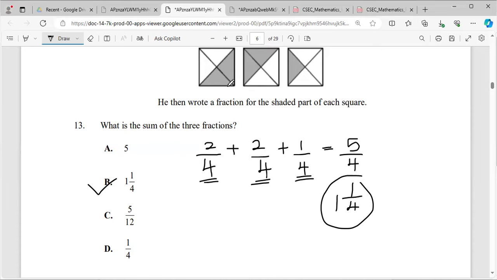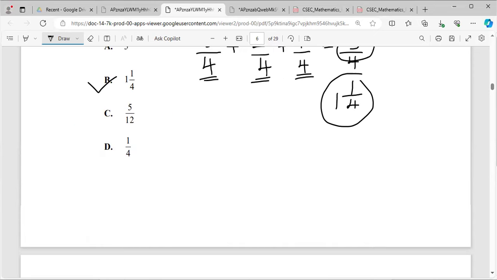But how many are shaded in total? You could look at it this way: 1, 2, 3, 4, 5. And it's the same denominator, so it's 5/4. And that works out to 1 1/4. Good job, Khalil. Thanks so much.